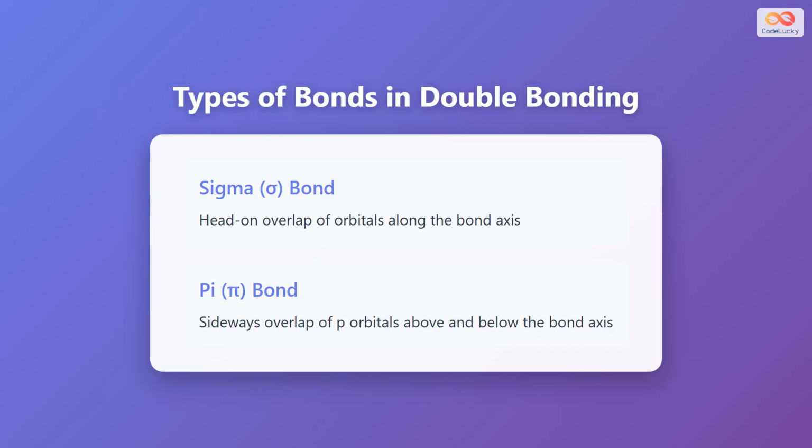A double bond is actually made up of 2 different types of bonds. The first is called a sigma bond, represented by the Greek letter sigma. This bond forms from head-on overlap of atomic orbitals along the bond axis. The second is called a pi bond, represented by the Greek letter pi. This bond forms from sideways overlap of p orbitals above and below the bond axis. Together, these create the double bond.